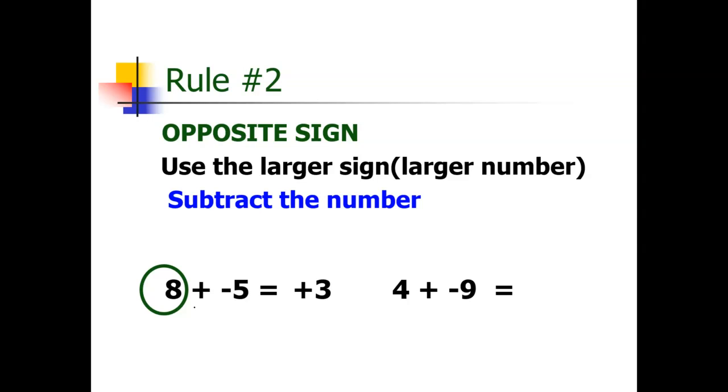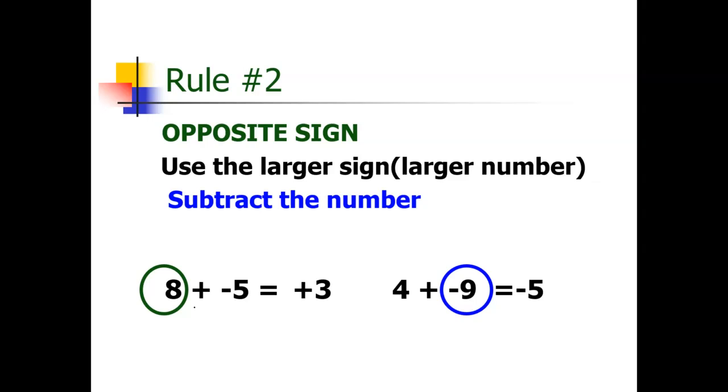Second example, 4 plus negative 9. The difference of 9 and 4, you will see, is going to be 5. In terms of absolute value, between 4 and negative 9, negative 9 has the bigger value, which is a negative number. The final answer will stay negative. So remember that whichever number is bigger in terms of absolute value, the final answer will have that sign. But with opposite signs, we always subtract.